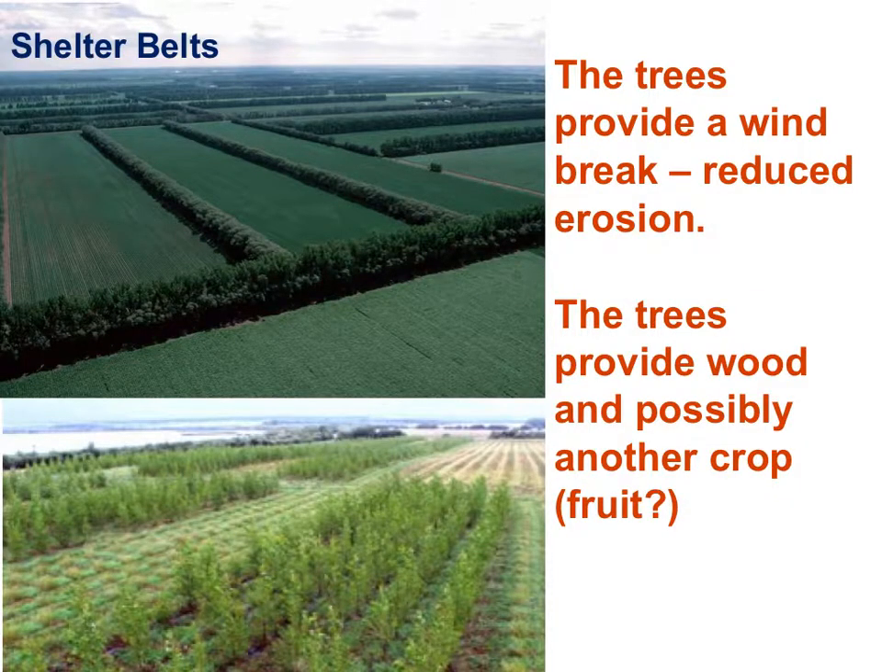Here are two photographs of shelter belts. The top photograph appears to be more of a traditional windbreak, although the rows of trees could be providing a fruit crop or timber, wood. The lower photograph clearly shows rows of trees on either side of a second crop. It seems clear from the cultivation in the photo that there are at least two crops, and no doubt the trees serve to reduce soil erosion by the wind.